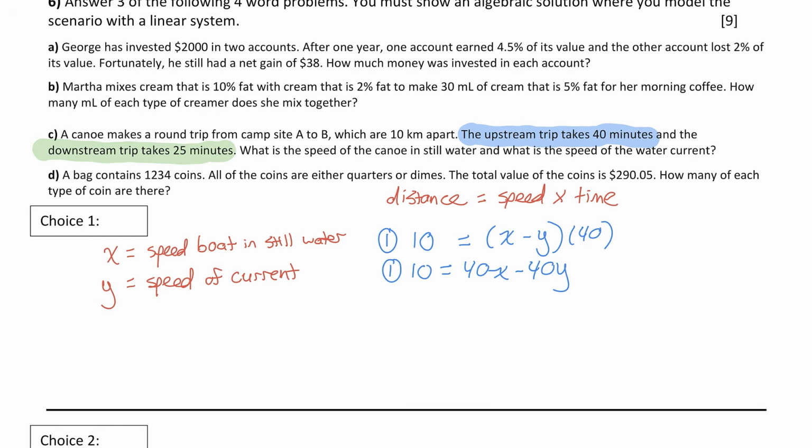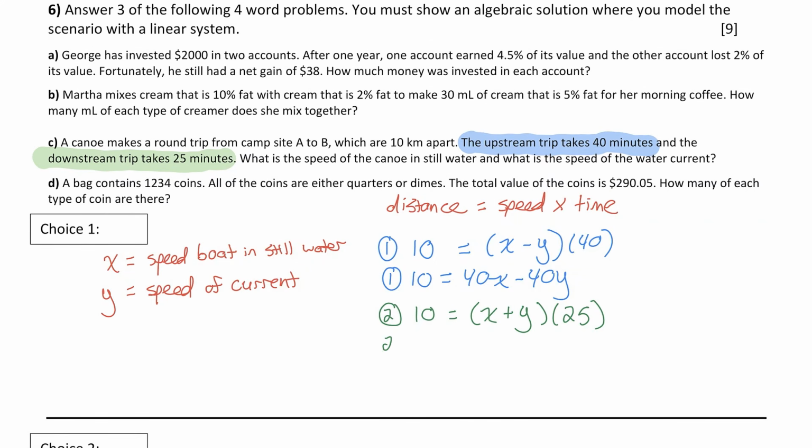There's equation 1. Equation 2, I'll make from the information about the downstream trip. The distance is still 10 kilometers, but because it's downstream, the speed the boat will be going is the speed it can do in still water plus the speed of the current, right? The current will be helping the speed of the boat. So x plus y is the new speed. And the time, it takes less time, right? Because the current is helping, it only takes 25 minutes to do that same distance. If we simplify this, I have 10 equals 25x plus 25y.